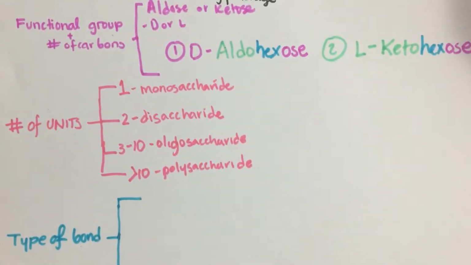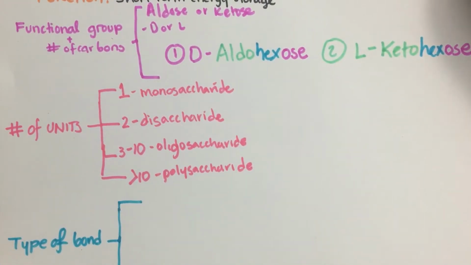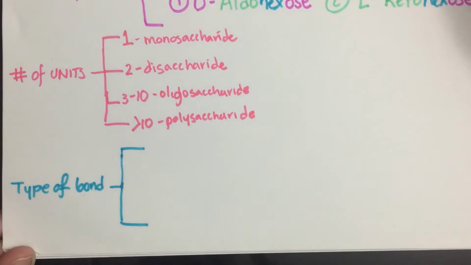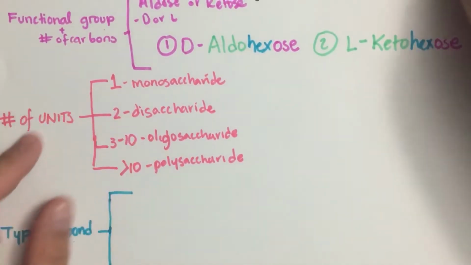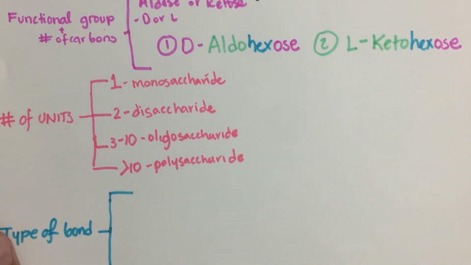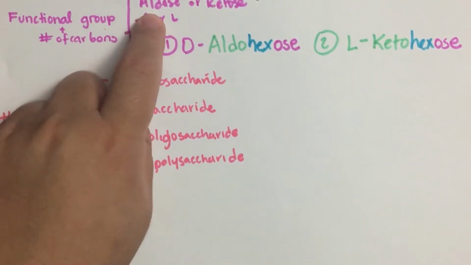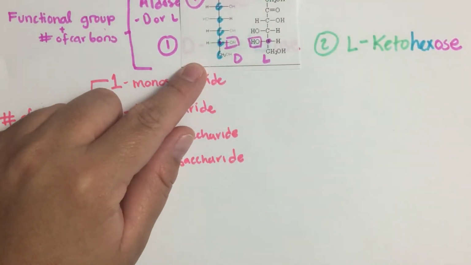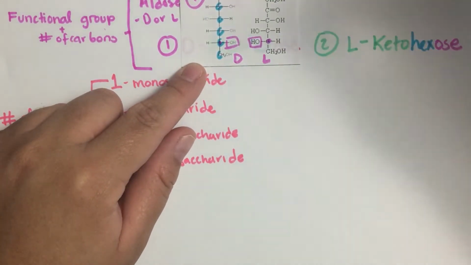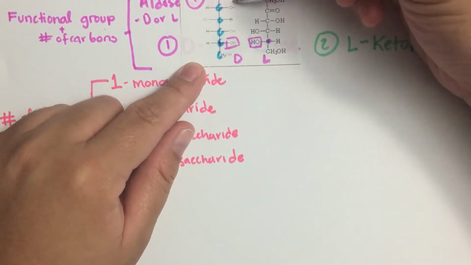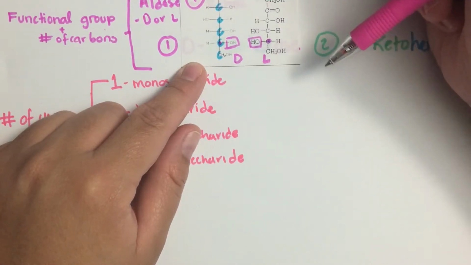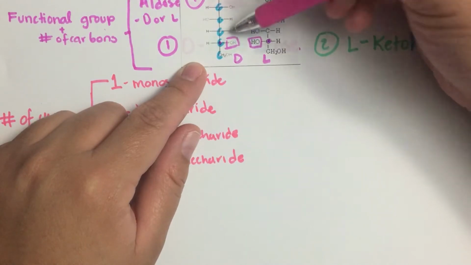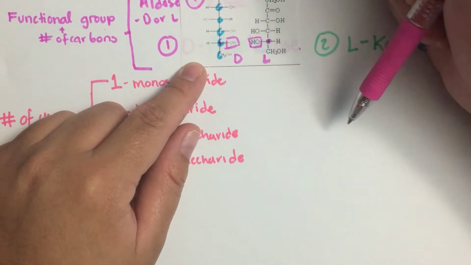We're going to have three different classifications. First, according to functional group and number of carbons. Second, number of units. And third, type of bond. For the functional group, we focus on what is present. Carbohydrates have carbons and hydroxy groups, and each can have either an aldehyde or a ketone. Hydroxy groups are common to both.